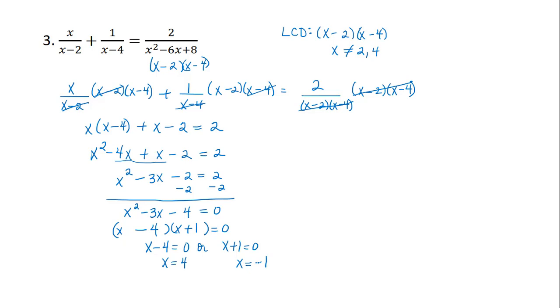Now when we check, notice that x equals 4 is actually one of our restricted values because it makes one of the denominators 0. We have to discard x equals 4, and the only permitted solution is negative 1. Therefore, our solution set consists of negative 1. And if you're asked to enter what is the extraneous solution, then the extraneous solution would be 4.